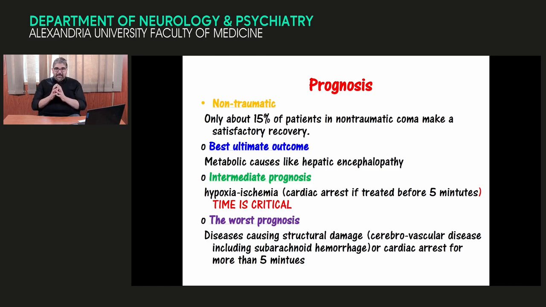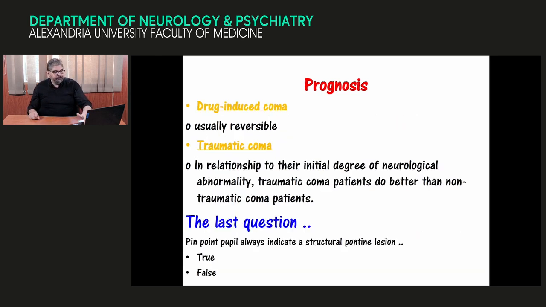But the worst prognosis actually is with the diseases that cause structural damage, either cerebrovascular disease like persistent cardiac arrest, if persisting more than 5 minutes without perfect CPR, this will carry the worst prognosis whatsoever. Most drug-induced coma, as we said, is reversible if we treat perfectly with the drug and give the antidote if available. And the traumatic cause, as we said, depends on the initial degree of neurological abnormality.